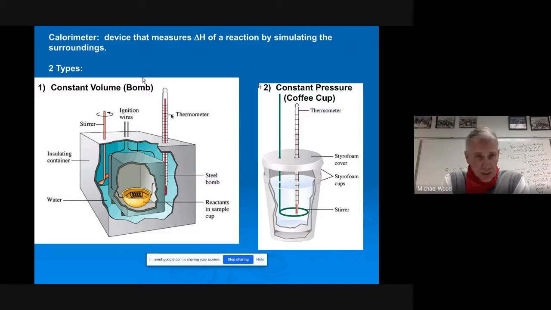Technically, I'll explain the differences between them, but really the problems we do are going to be done the same way. Say you're trying to figure out the calories in a Pop-Tart or a potato chip: you just put it down there in the bomb calorimeter where the little wires are, and you burn it, and you measure the change in temperature of the water.